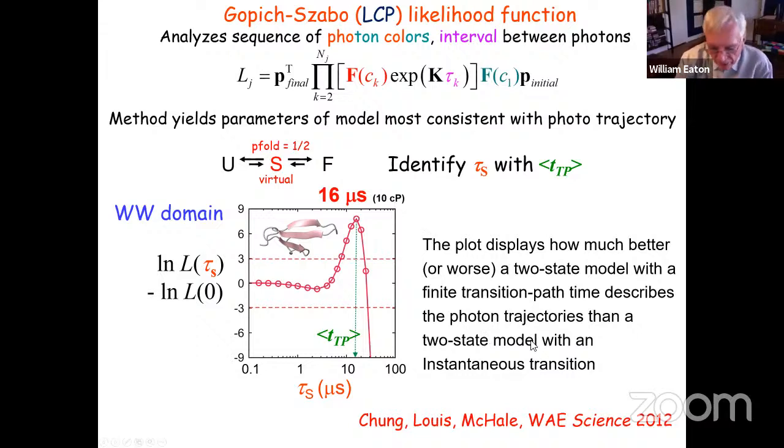Now, the experiment was carried out, just to slow things down and make it easier to resolve, with a viscogen at about 10 centipoise. But in a separate experiment, Hoi Sung showed that for this all-beta structure, the rate is linearly dependent on the viscosity with an exponent of 1. So we could say from this experiment that the average transition path time in the absence of any viscogen is about 2 microseconds after our viscosity correction.